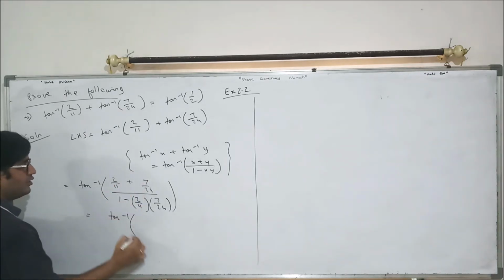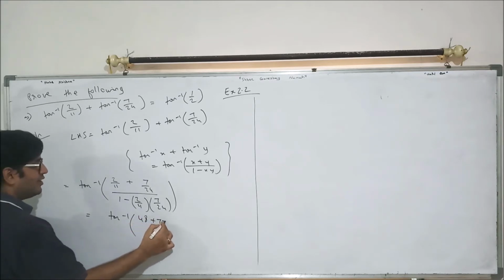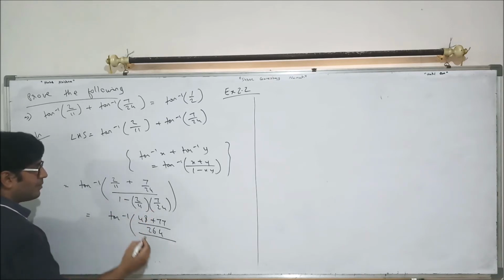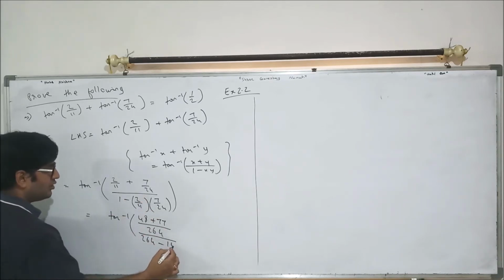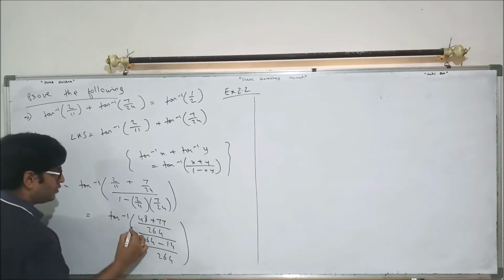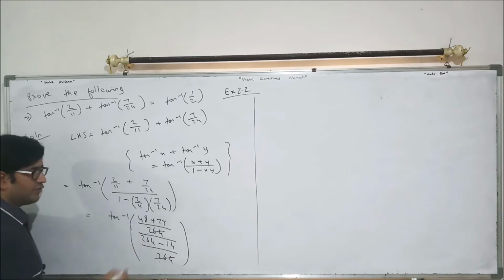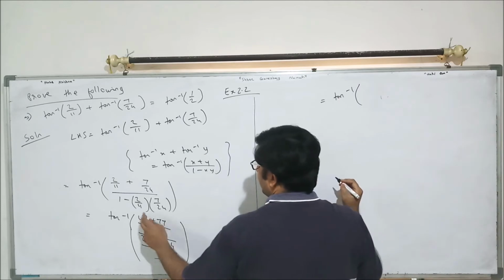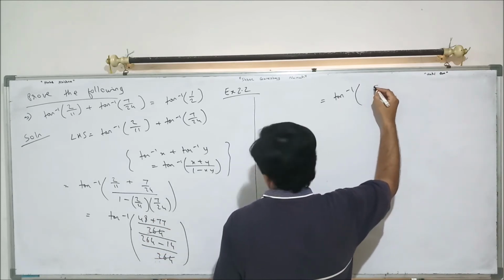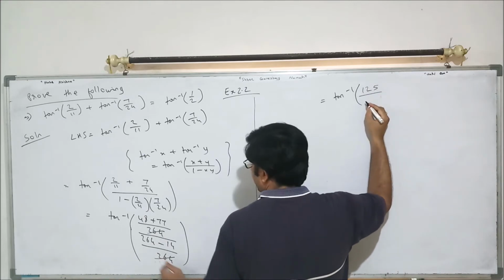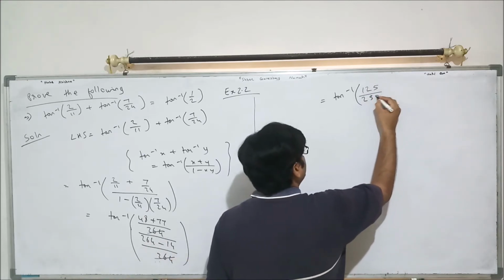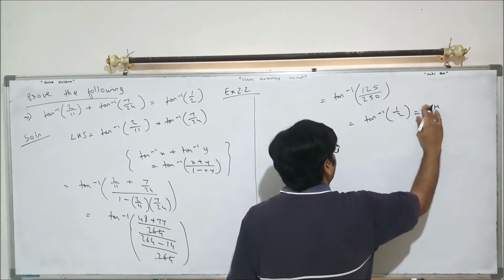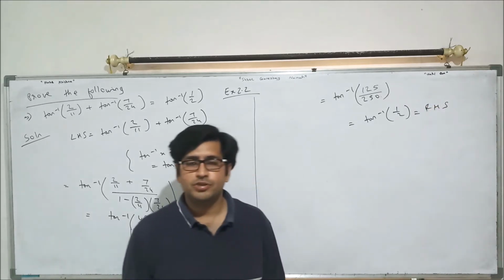So you get tan inverse of, here will come 48 plus 77 upon 24 into 11 becomes 264 upon, if you multiply here, so here it gets multiplied, 264 minus 14 the whole upon 264. Okay, so now 264 gets cancelled, so we are left with tan inverse of, what will come here, 77 plus 48 will give you 125 upon denominator 264 minus 14 which is 250. So if you simplify you get tan inverse of 1 upon 2 which is your RHS. Okay students, let's move to the next one.